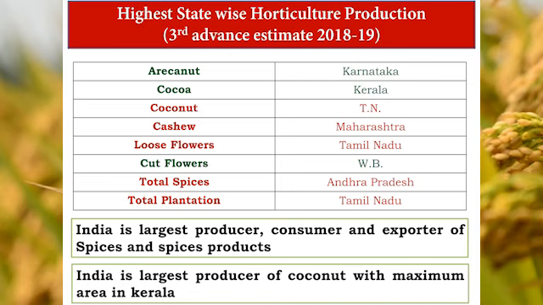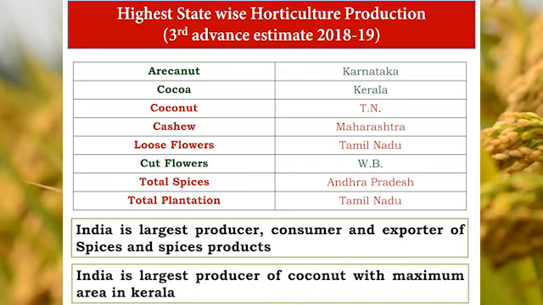So you can note down two important points from here. India is the largest producer, consumer and exporter of spices and spice products. And India is the largest producer of coconut with maximum area in Kerala. So these are certain facts which I have collected from ministries' websites and reports, which you will find in one form or other in your examinations from the general agriculture area.